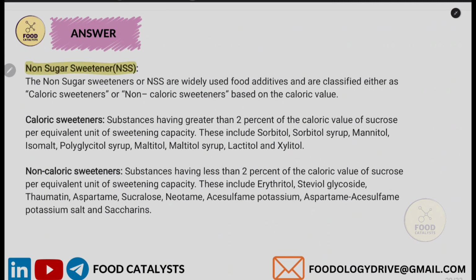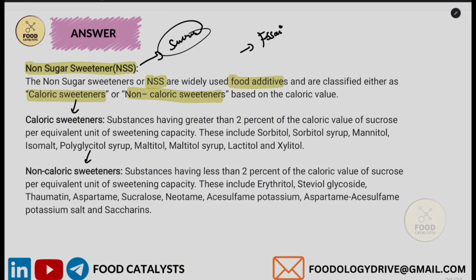What is a non-sugar sweetener? Non-sugar sweeteners, which means NSS, are widely used as food additives. They're classified as caloric sweeteners and non-caloric sweeteners. Okay, so non-sugar means not sucrose. All other sugars except sucrose are considered as NSS, non-sugar sweeteners. And it is divided into calorific sweeteners and non-calorific sweeteners. This term is as per the FSSAI. All these terms are given by the FSSAI itself. Every single word here is given by FSSAI, so you don't need to worry, all the words are important.